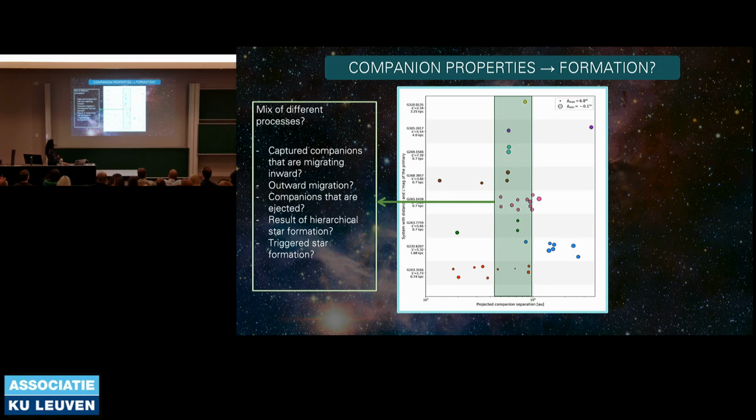And also, it can be the result of a hierarchical star formation, such as triggered star formation. This is a theory that has been recently proposed. Basically, you form a star and companions, but due to the outflows, sometimes if they are powerful enough, they can trigger again a star formation in the remaining material that is around the star. So yeah, this is also a possibility.